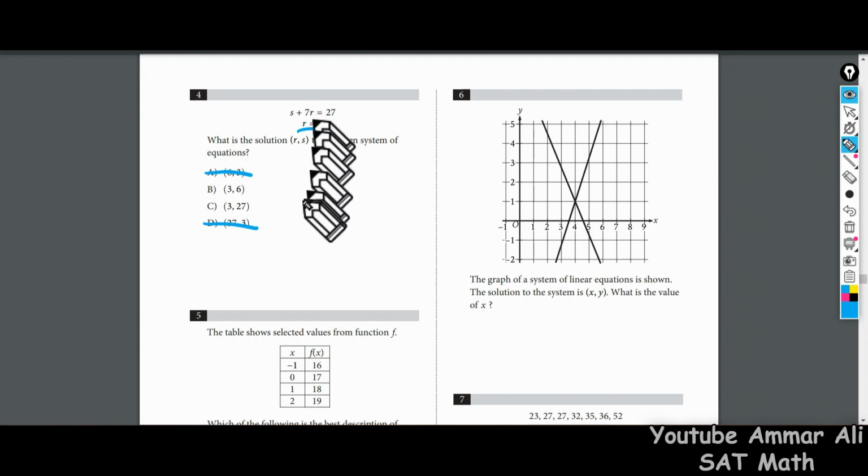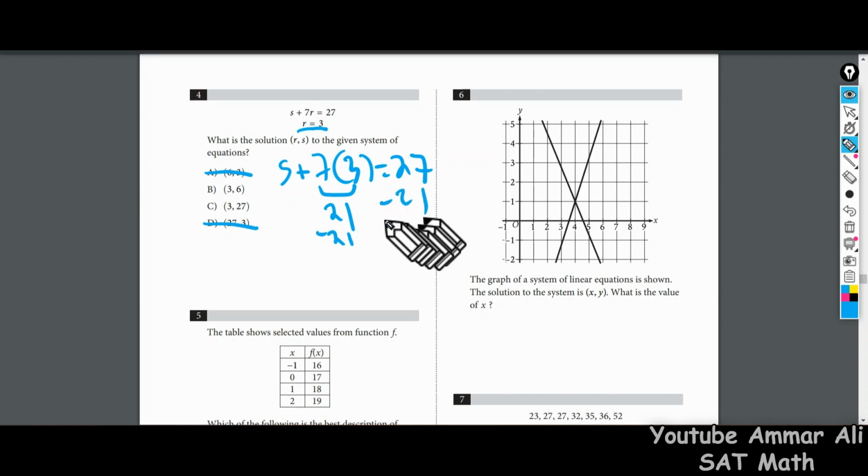And now we're just going to plug in R to this equation and solve for S, right? So S plus 7 times R, which is 3, is equal to 27, and then that simplifies to 21. So now I'm going to minus 21 from both sides, right, to get S by itself. So S is going to be equal to 27 minus 21, or 6, right? So R is equal to 3, S is equal to 6. The solution is R comma S, so it should be 3 comma 6, right?